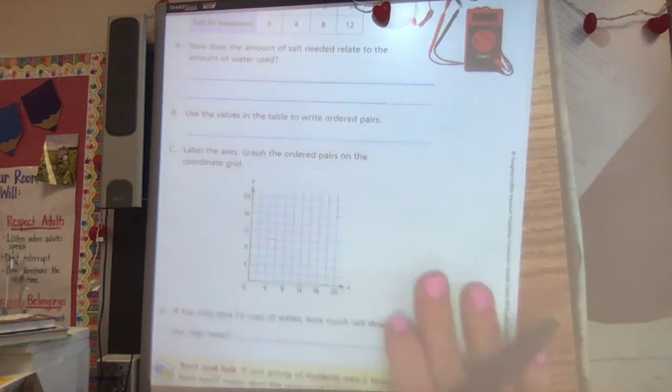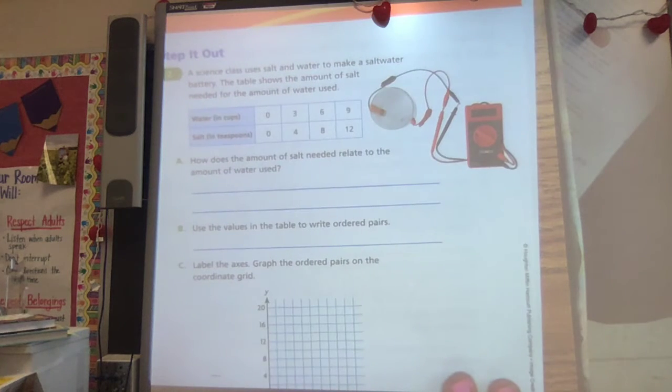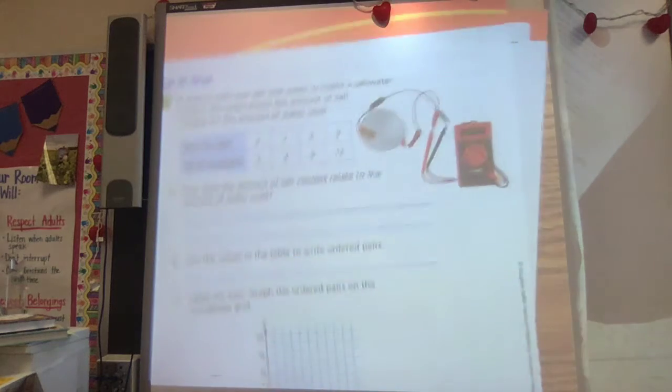Alright, let's turn the page. A science class uses salt and water to make a saltwater battery. The table shows the amount of salt needed for the amount of water used. Let me make sure I turned to the right page. Yes, I did. Okay.